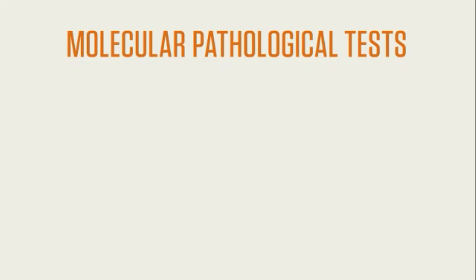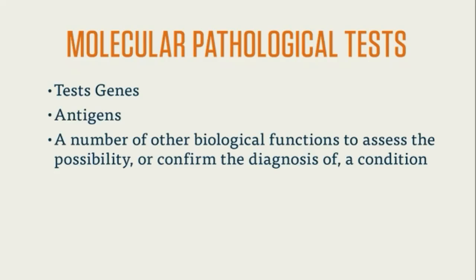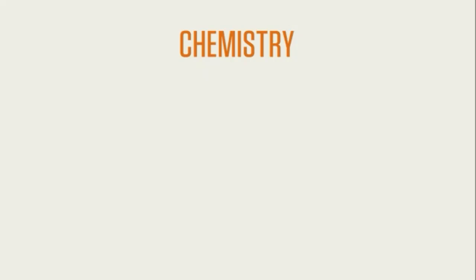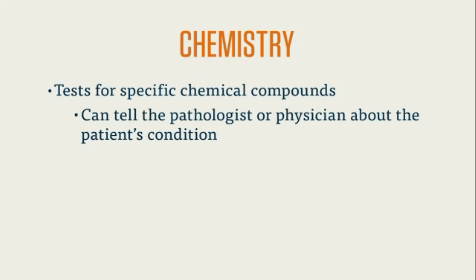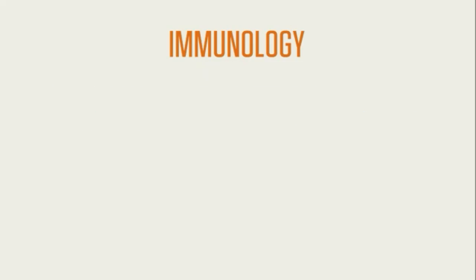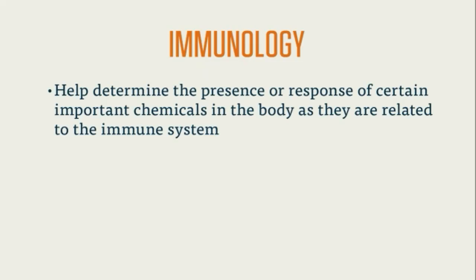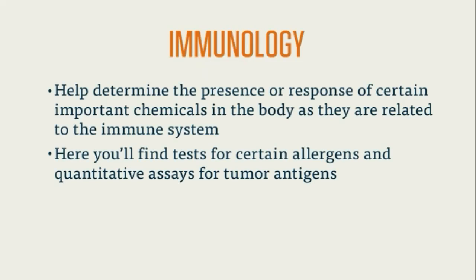The Path and Lab section also includes a number of pathological tests. Molecular pathology procedures test genes, antigens, and a number of other biological functions to assess the possibility or confirm the diagnosis of a condition. A test for the genetic predisposition to a certain type of breast cancer, for example, would be found here. Following the molecular pathology is a chemistry subsection. In this subsection, there are tests for specific chemical compounds, which can tell the pathologist or physician about the patient's condition. The immunology section is similar. Tests in this section help determine the presence or response of certain important chemicals in the body as they're related to the immune system. Here you'll find tests for certain allergens and quantitative assays for tumor antigens.